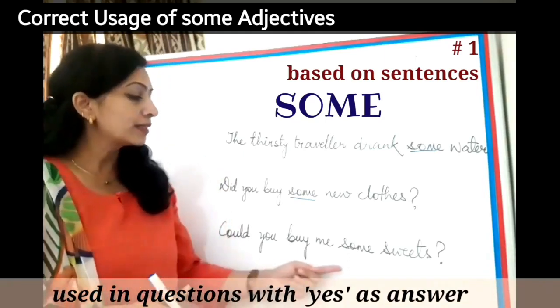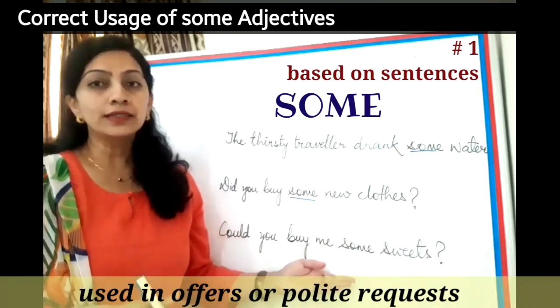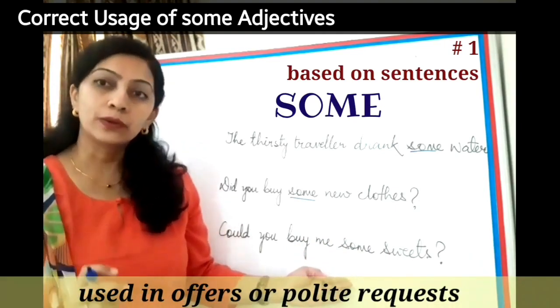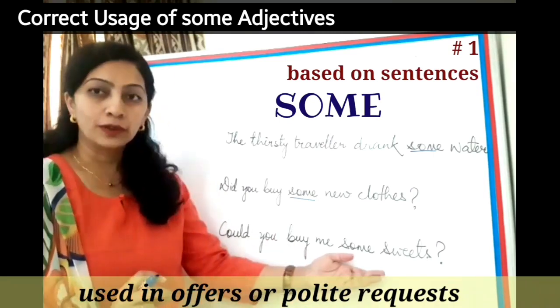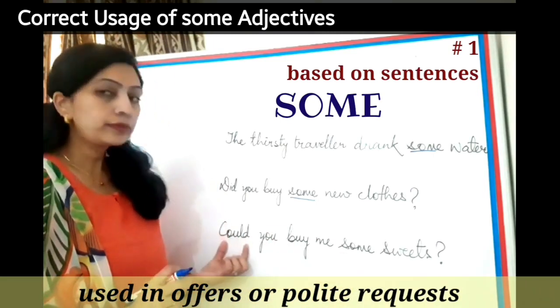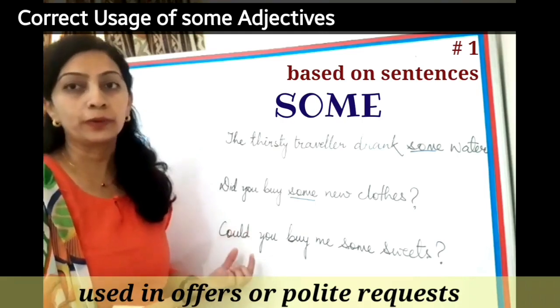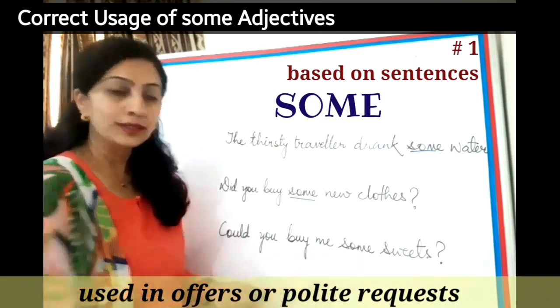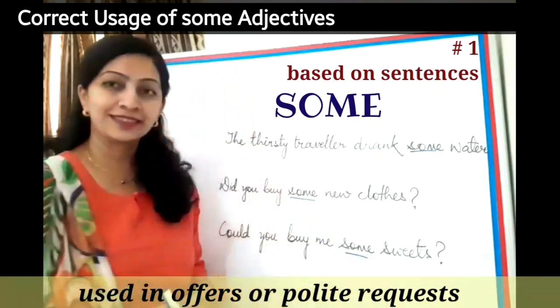Next, could you buy me some sweets? Now, this example tells you that some can also be used in offers or requests. It's a request, of course. The word could acts like a polite request. It's a modal also. So, in such sentences, we are going to use some like this.